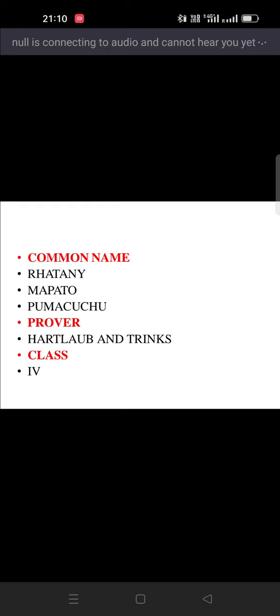But who has proved this medicine? This medicine is proved by Hartlaub and Trinks. Can anyone tell me, Trinks, who has proved any other medicine? Any other medicine proved by Trinks? Can anyone tell me which medicine it is? That is Plumbum metallicum.